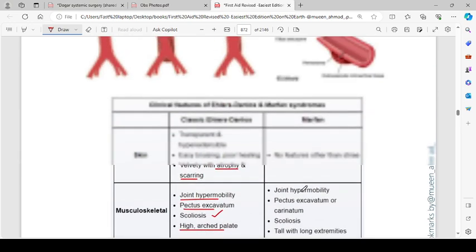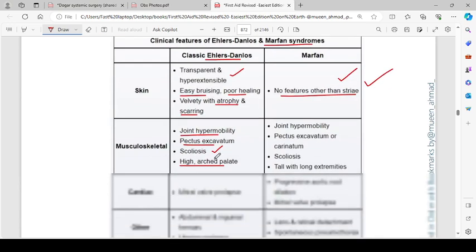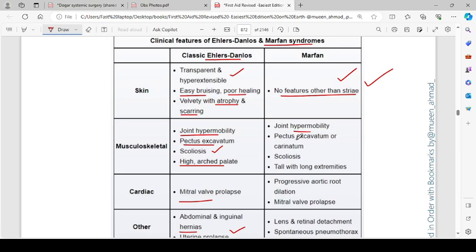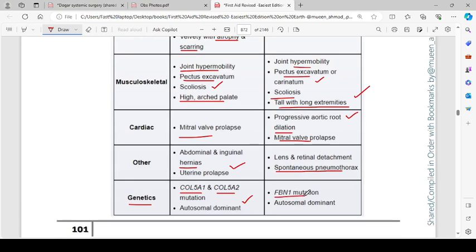If you are talking about Marfan syndrome, there are no skin changes other than stria. Musculoskeletal shows joint hypermobility, pectus excavatum or carinatum, scoliosis, and the person will be tall with long extremities. The cardiac manifestations show progressive aortic root dilation and mitral valve prolapse. The other manifestations are lens and retinal detachment and spontaneous pneumothorax. Genetics is FBN1 mutation, so there is a mutation in the fibrillin gene 1. In Ehlers-Danlos syndrome we have mutation in the collagen synthetic pathways, and this one is autosomal dominant too.